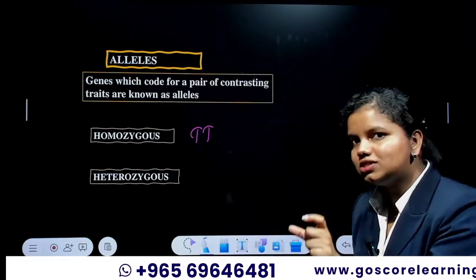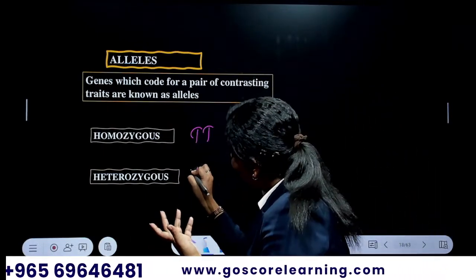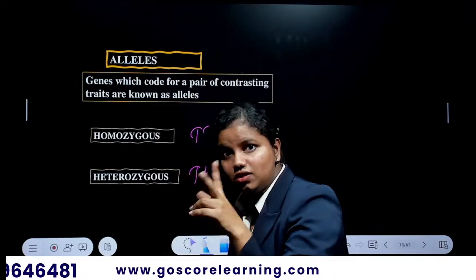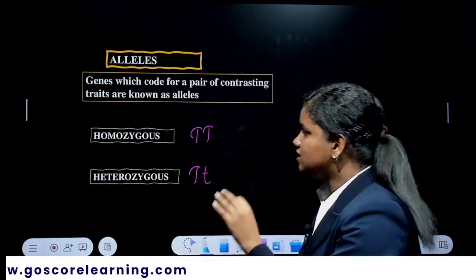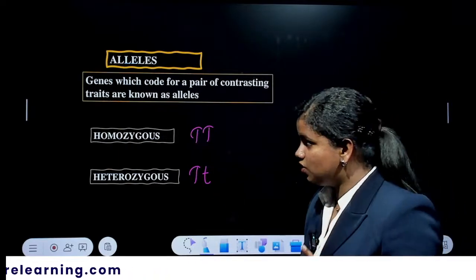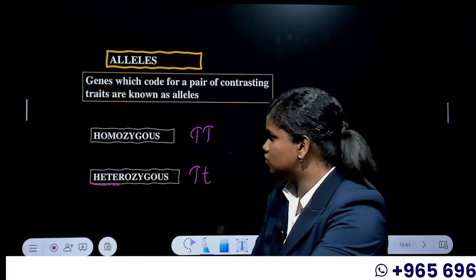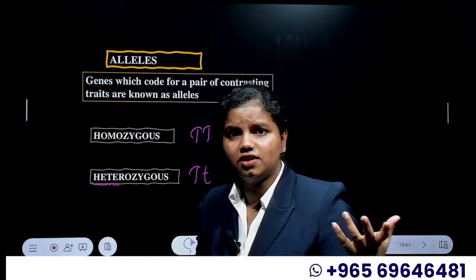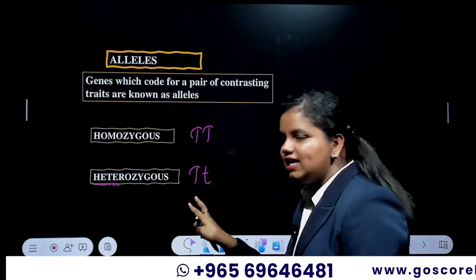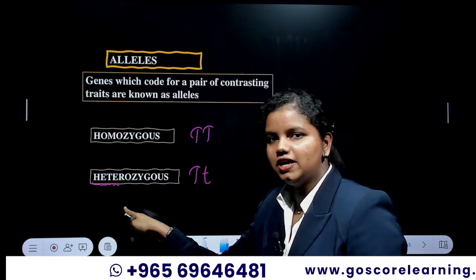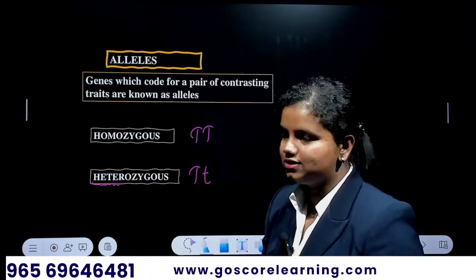And if the alleles are different, if they are alternating, if they are contrasting each other, then you call it heterozygous. Hetero, what does hetero mean? Hetero solution, homo solution, you are studying it everywhere, right? So hetero is nothing but different. So if the alleles are different, then it is heterozygous. If the alleles are same, then it is homozygous.